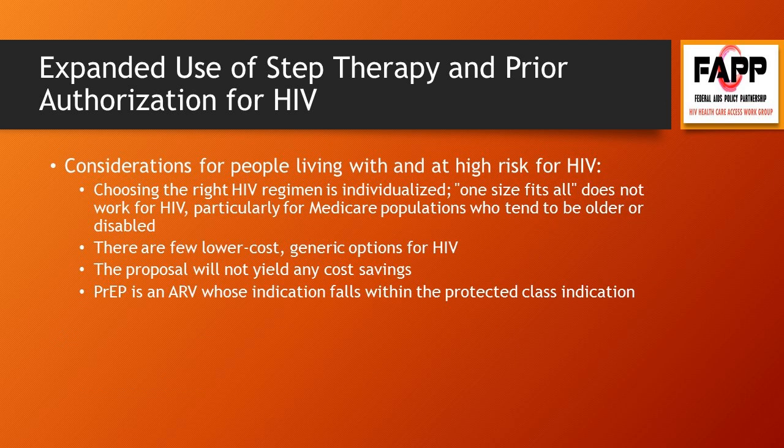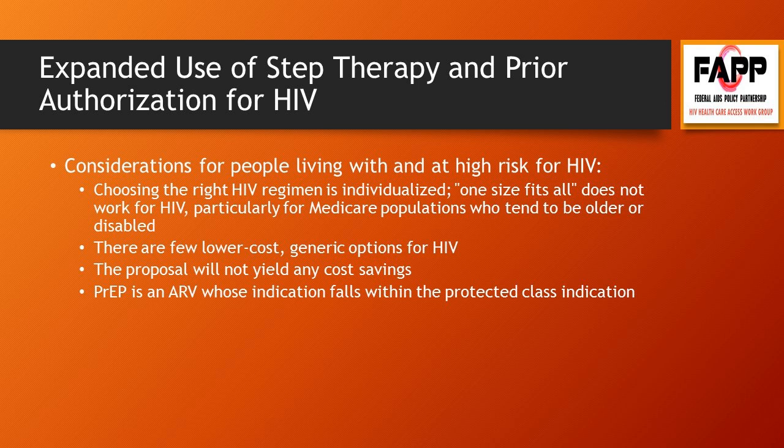So loosening the protections around use of prior authorization and step therapy could have a significant impact on access to HIV medications. And this is true for a couple of reasons. There is a reason why HIV is a protected class, and that reason has not changed in the years since the protected classes were specified. The treatment regimens are complex, and treatment decisions are highly individualized.